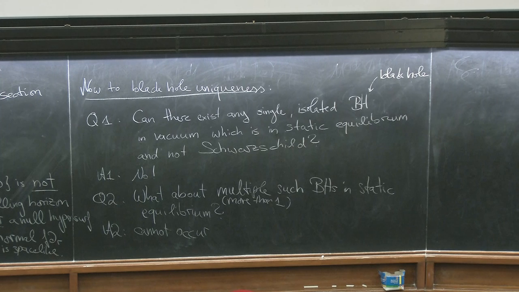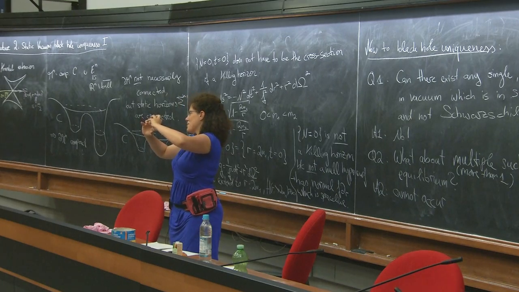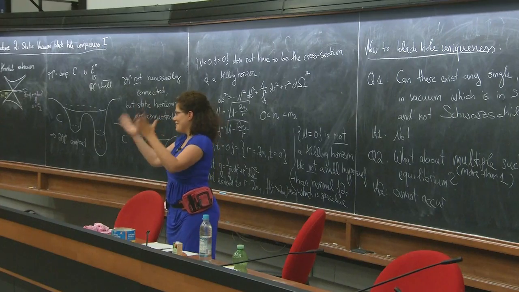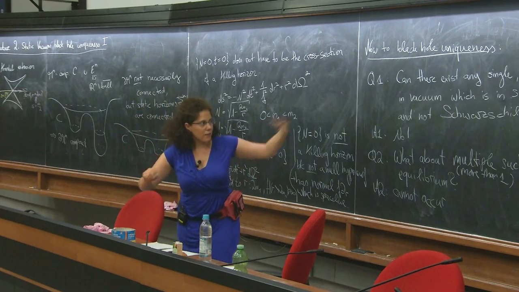Pardon? Oh, just repeat the argument? Okay, so if you had two black holes or more in static equilibrium, they would exert gravitational pull on each other, which should make them accelerate towards each other, which makes them stop being static, and these are only static configurations, right? And then we're back in case one.